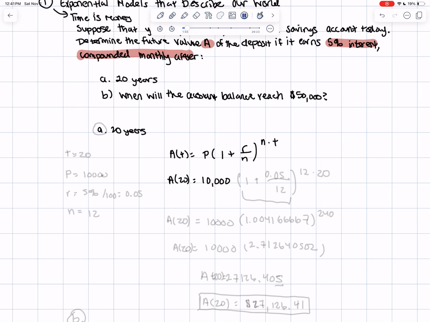So let's label these. Our time was 20. Initial deposit was $10,000. And then they said that our interest, that's our r, so that would be 5% divided by 100. Well, 5 divided by 100 is 0.05. And then our n was compounded monthly, so that means our n is 12.